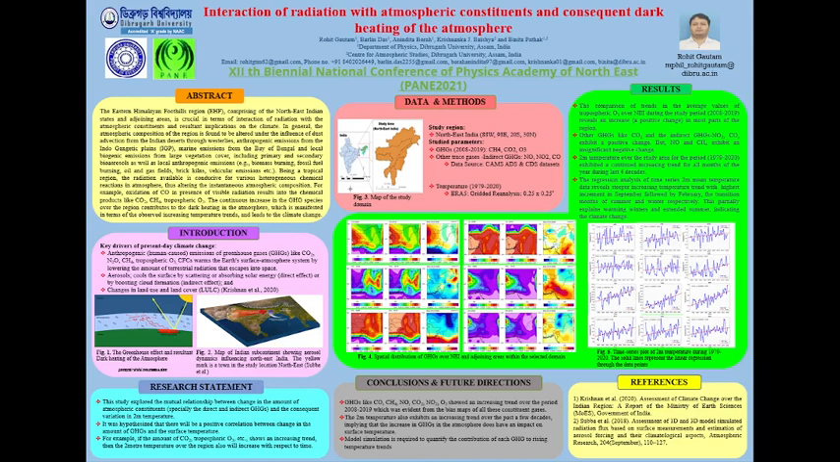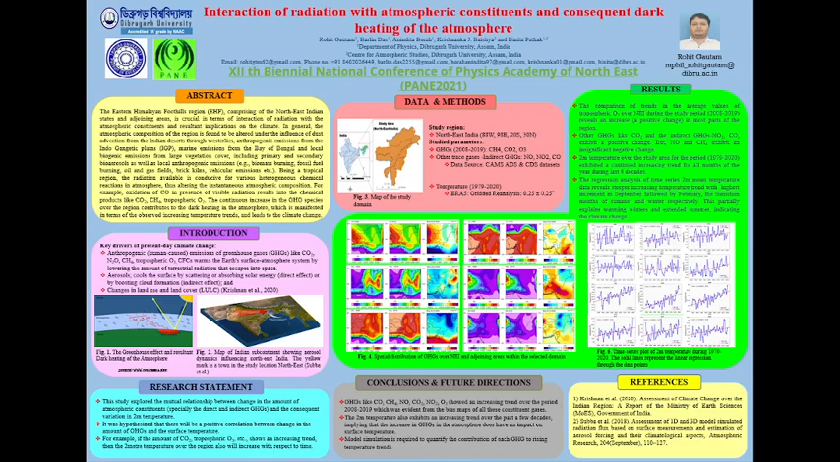In general, the atmospheric composition of the region is found to be altered because of a few factors. Some of them are dust advection from the Indian deserts through westerlies, anthropogenic emissions from Indo-Gangetic plains, marine emissions from Bay of Bengal, and local biogenic emissions from large vegetation cover, including primary and secondary bioaerosols, as well as local anthropogenic emissions like biomass burning, fossil fuel burning, oil and gas fields, etc.